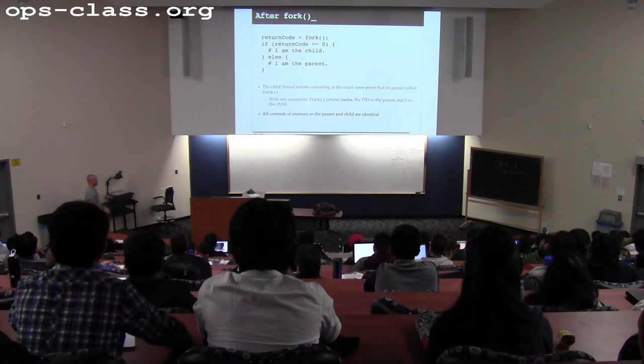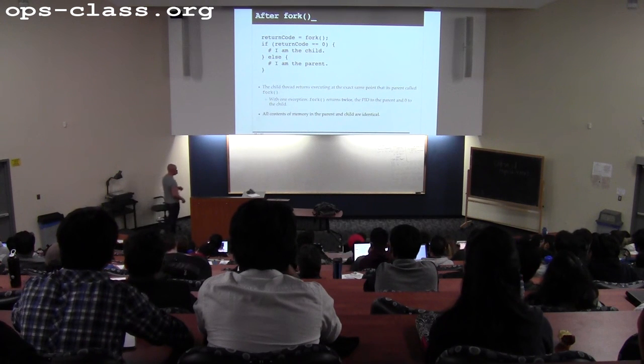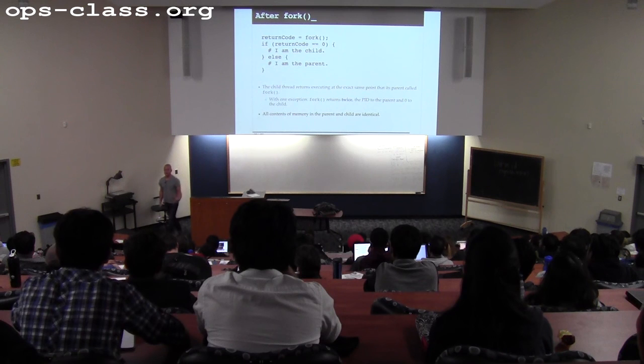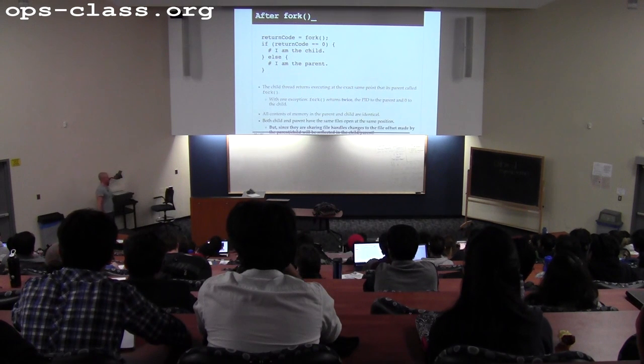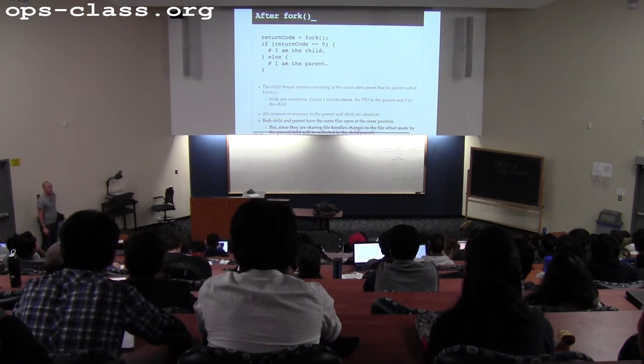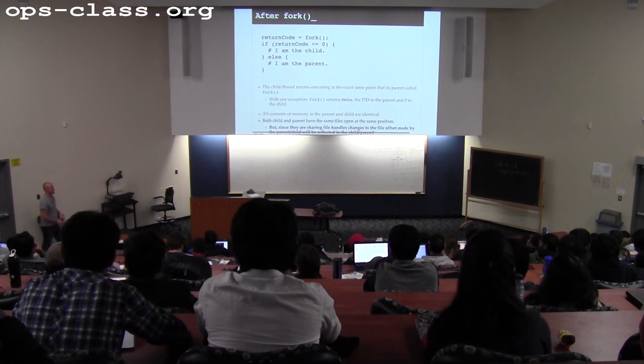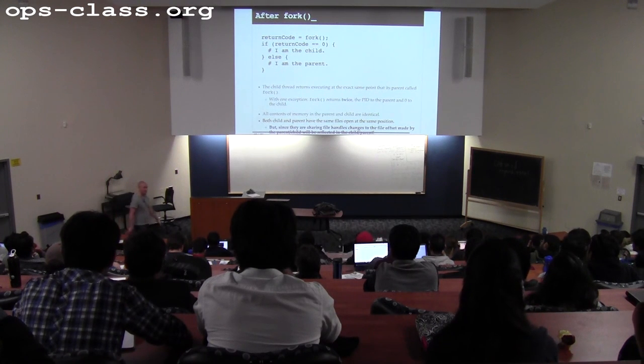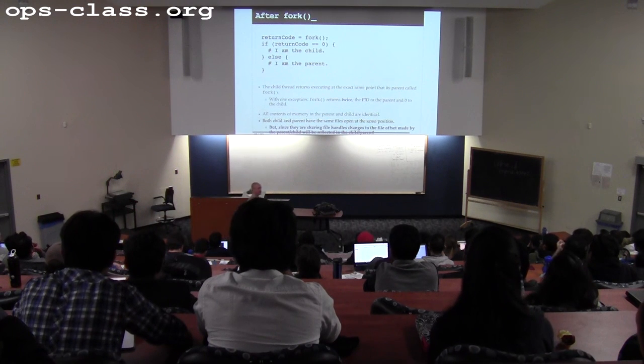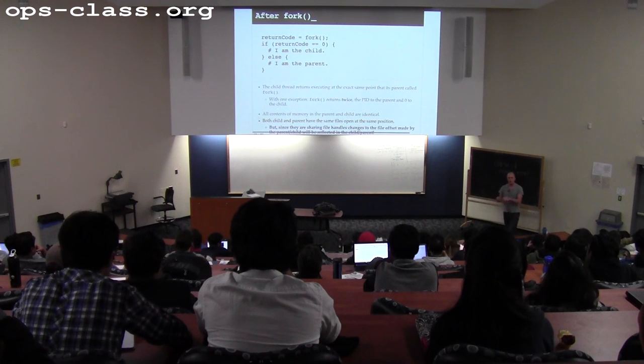The other semantics of fork is that all the contents of memory in the parent and child start out being identical, OK? And both the parent and child start off with the same files open in the same position, right? Now, the interesting thing is one of the things that's stored in the file handle object is the file offset. So if either the parent or child changes that offset, reads or writes to the file, both the parent and child are going to see that. And this is something that I can use to set up rudimentary communication between the parent and the child, right?